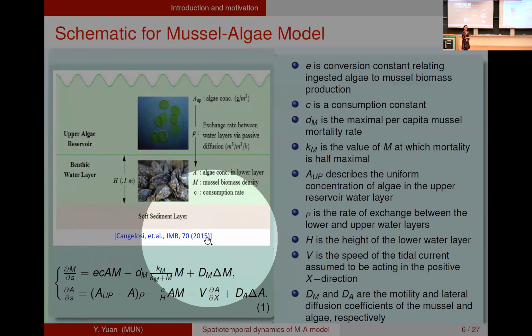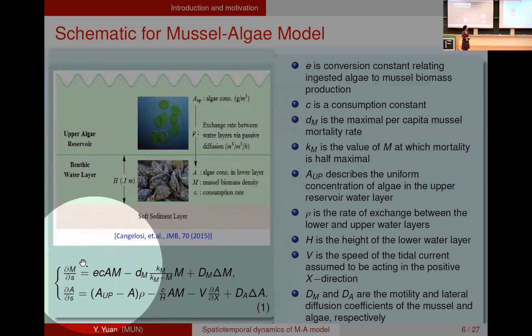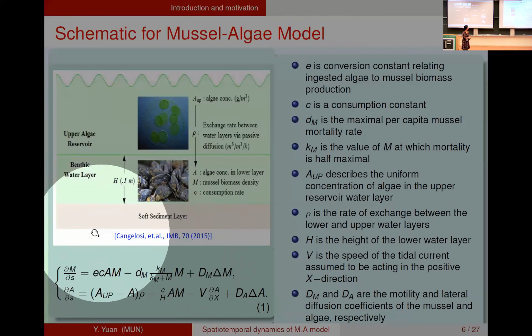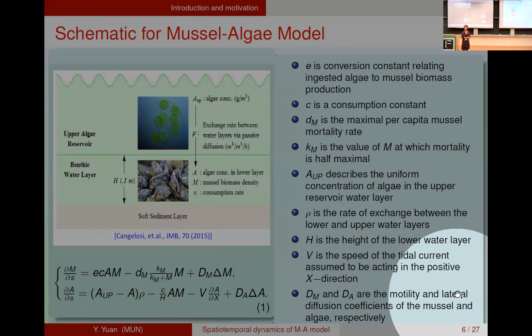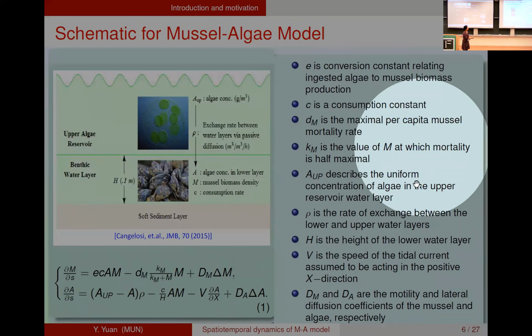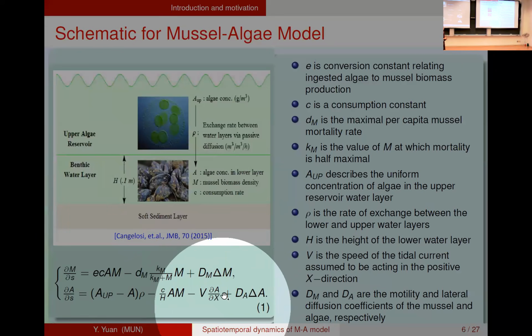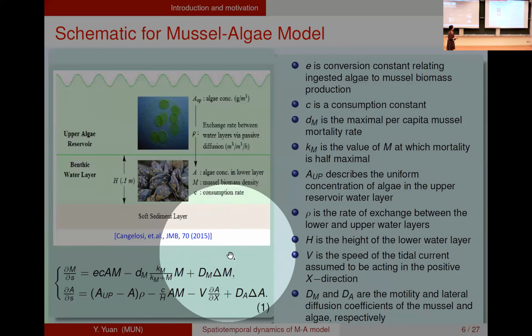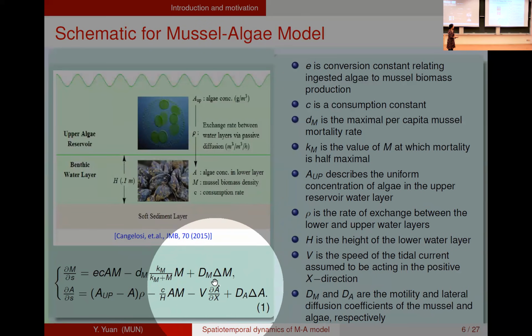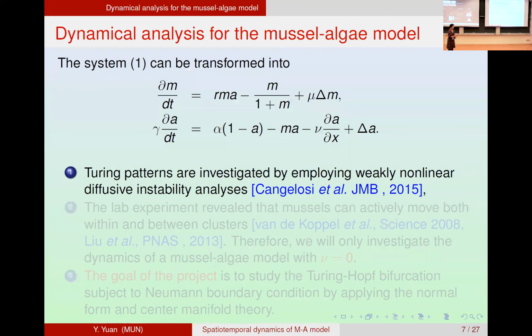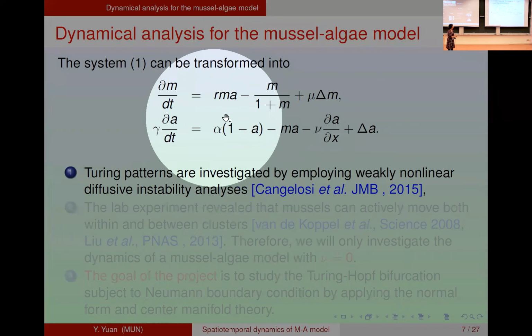So M is the mussel and A is the algae, and there are many parameters. All the parameters and their biological interpretation we give here. For this model, in general, there is a diffusion term and an advection term here. And for this model, we can do rescaling to simplify it first. After the rescaling, we get this model.